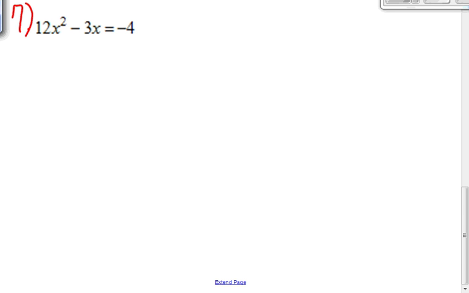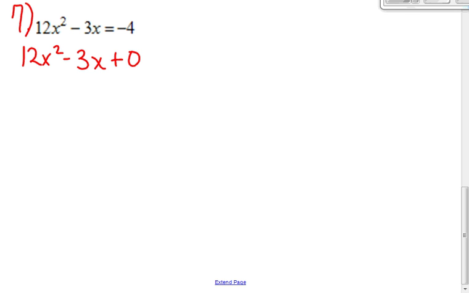So this is problem number 7. The directions ask me to solve for the roots, the zeros, x-intercepts, all of those using the quadratic formula. So I know I need to get this in standard form so I can label A, B, and C and plug it in. So first things first, I have 12x squared minus 3x.